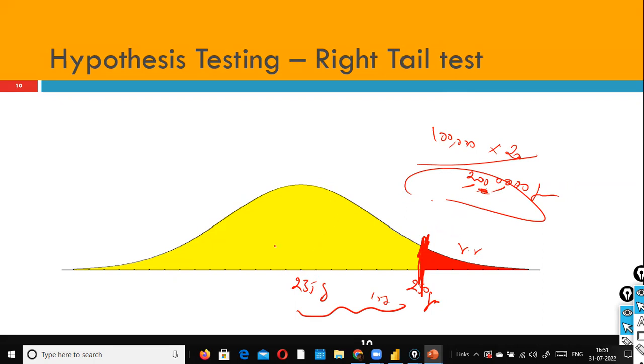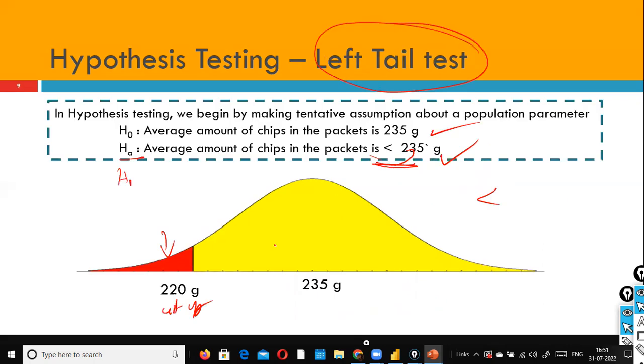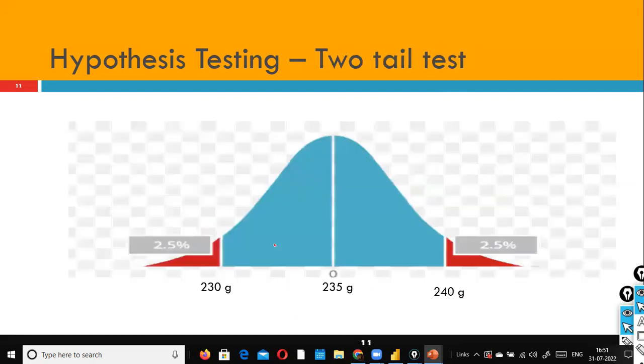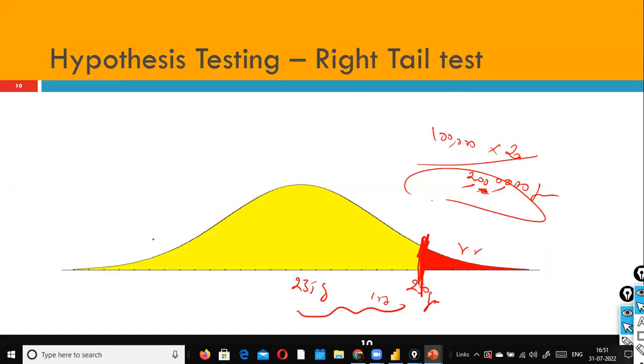If it is a lesser quantity, it is a problem for the customer. As a manufacturer or a QA person, you don't want both conditions, right? As a manufacturer, you're concerned that if it is more than this, then it is going to shoot up my margin.